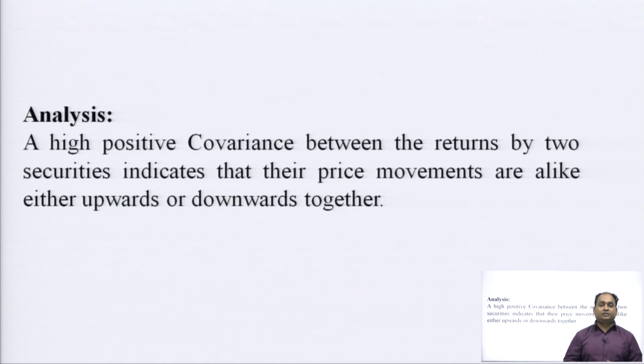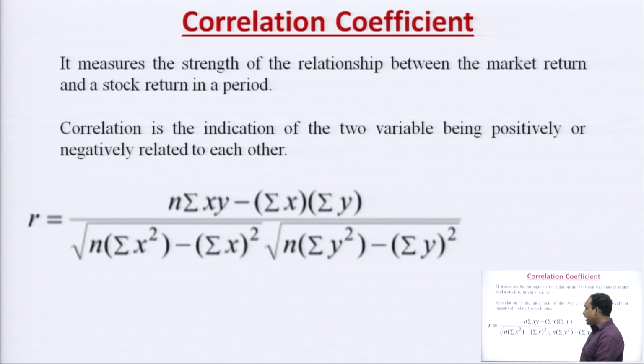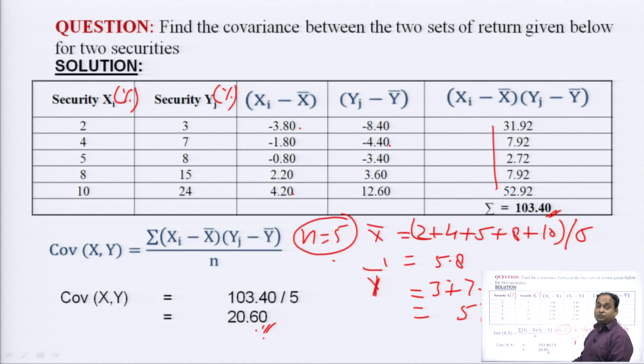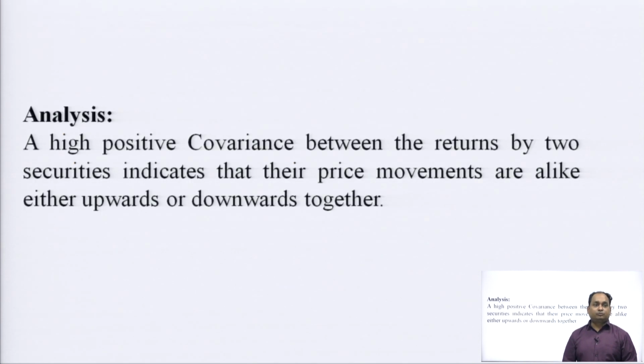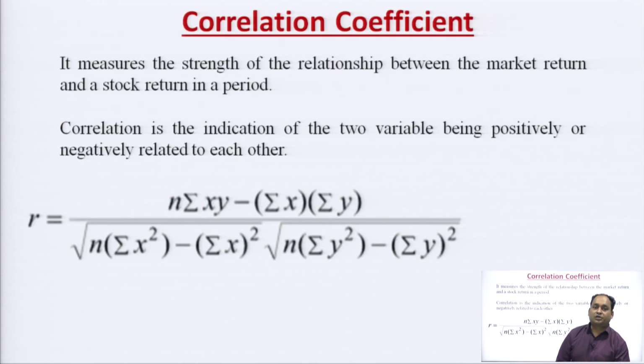Once one security is going up, the other security will also go up. Once a security is going down, the other security will also go down, with a high positive variation, that is 20.6. Let us move to another technique, that is the correlation coefficient.